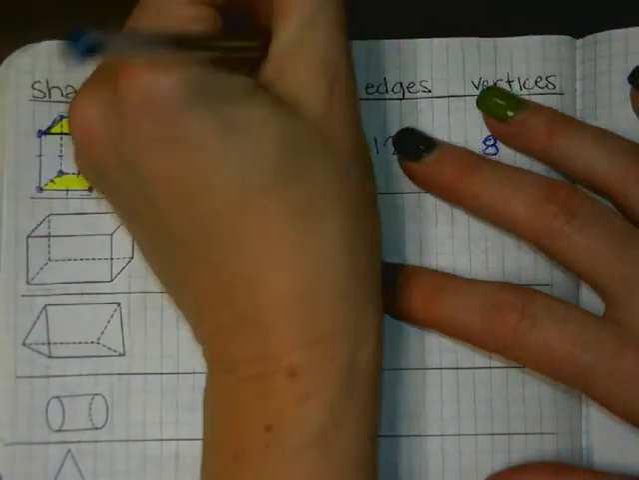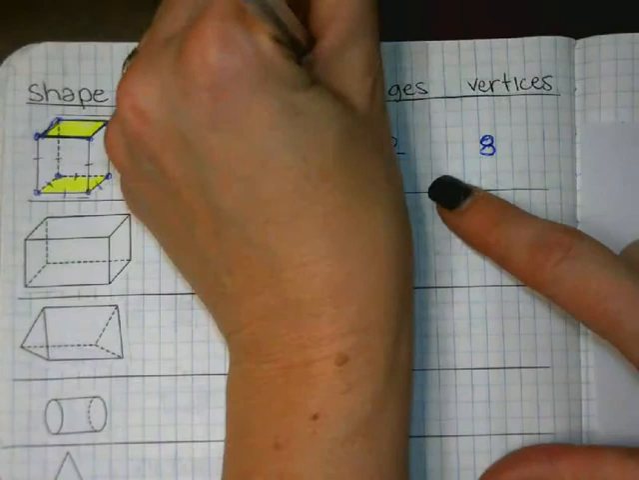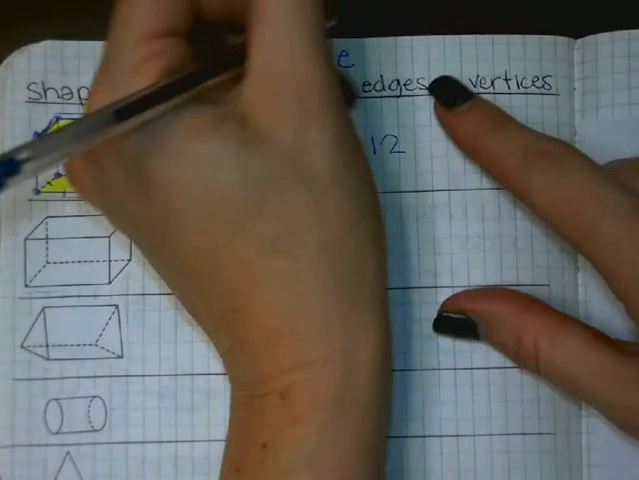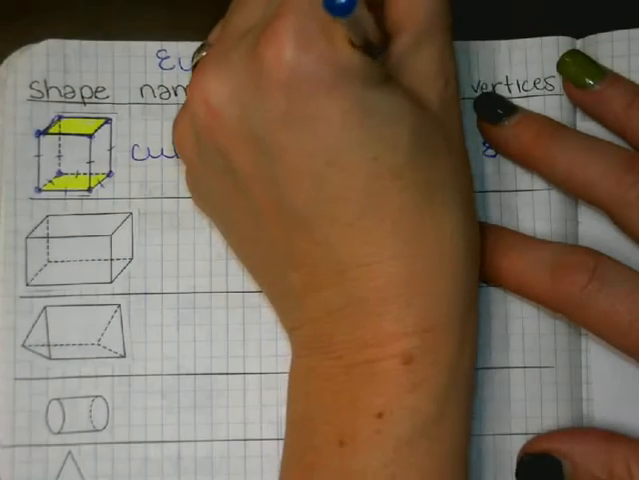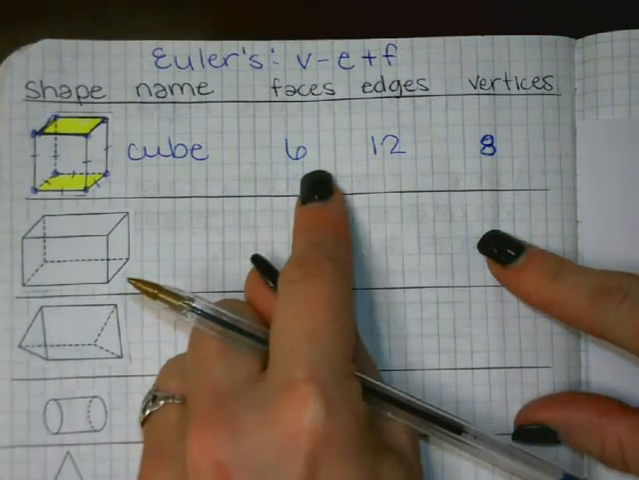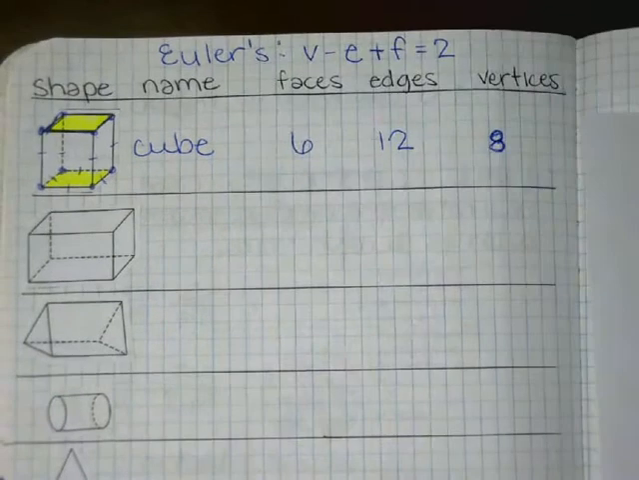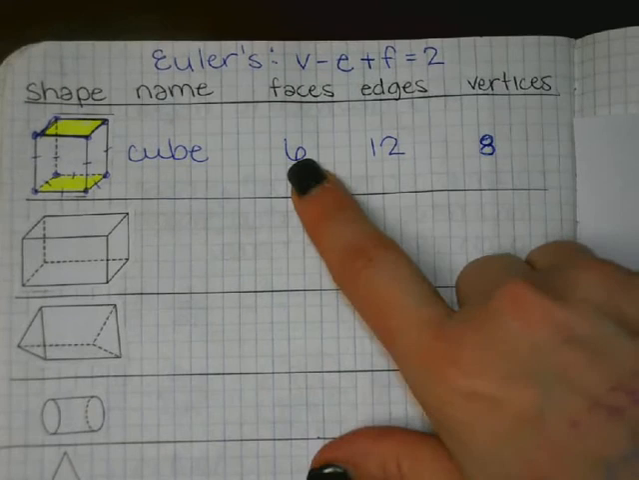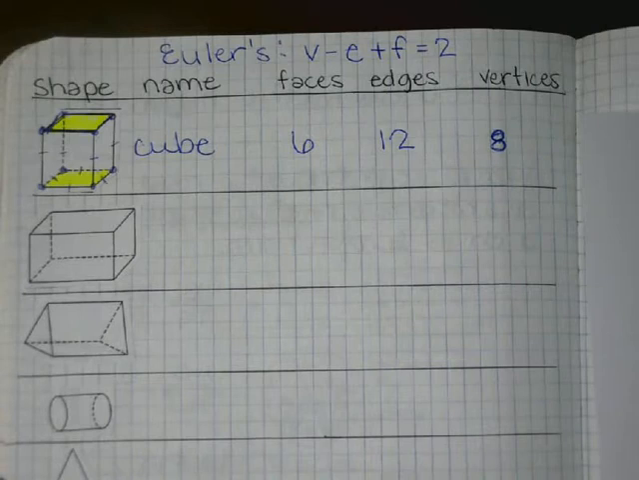And that says if you have the number of vertices, so in this case 8, minus the number of edges, 12, plus the number of faces, so 8 minus 12 plus 6, then this number should equal 2 if you've counted everything correctly. So you can try it out. 8 minus 12 plus 6, do I get 2? And I do.